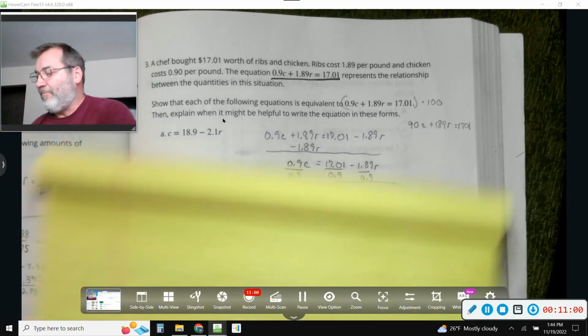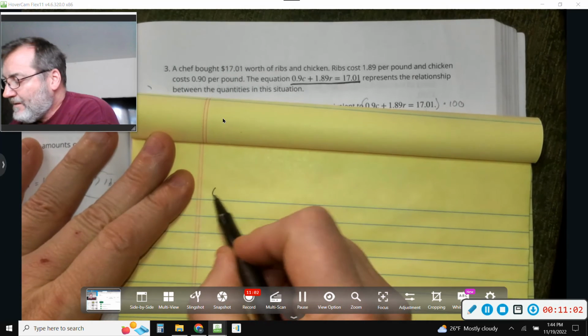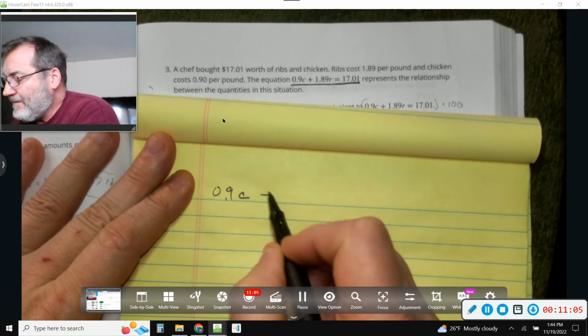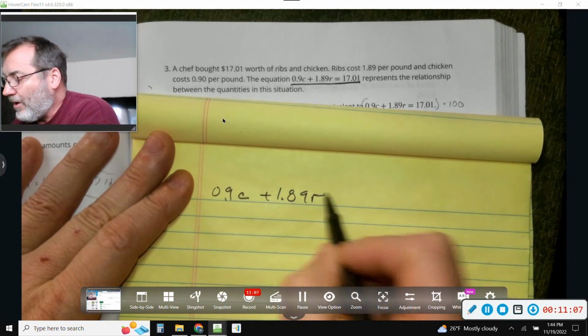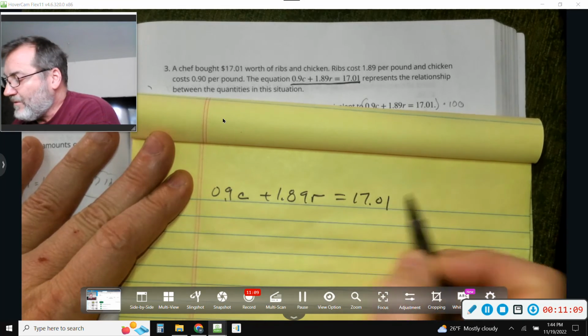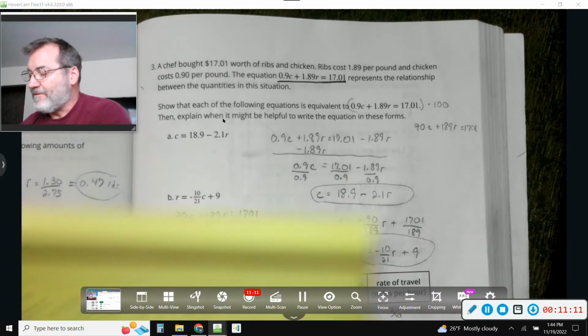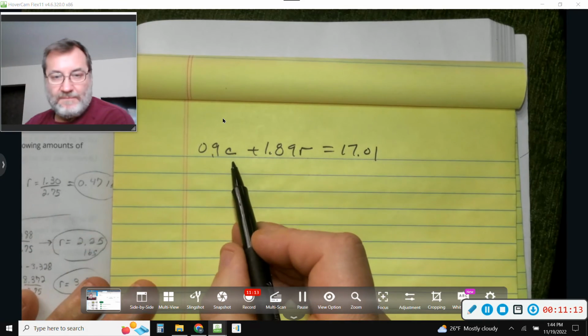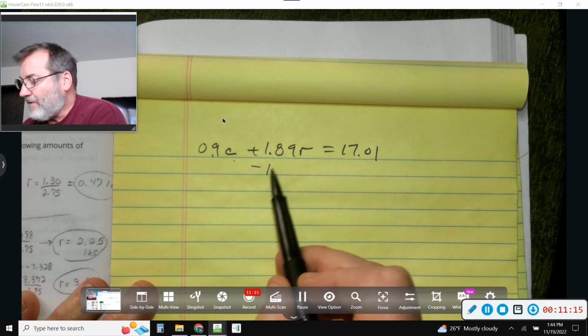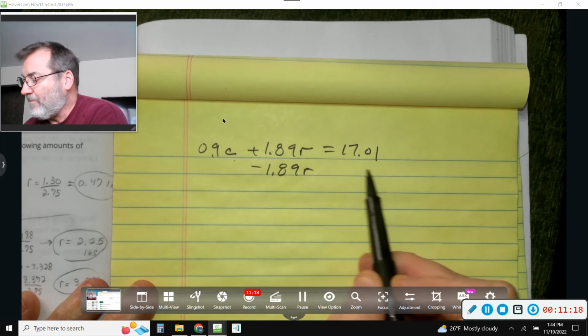Let's take our root equation that we got: 0.9C plus 1.89R equals 17.01. And I want to solve for C first. So I've got to get C all by itself. How do I do that? Well, let's subtract 1.89R from both sides.